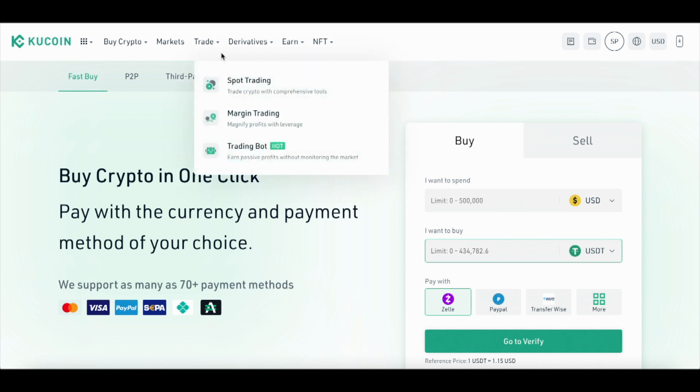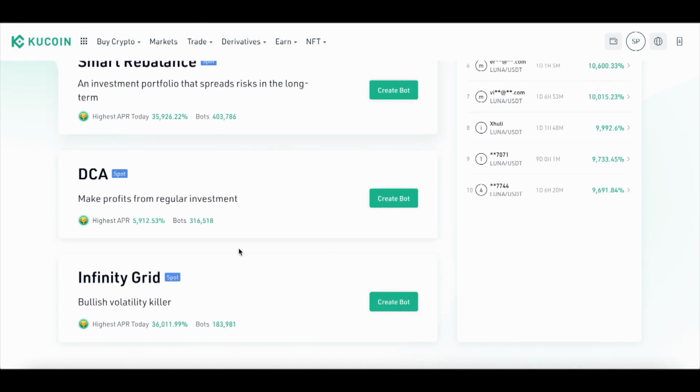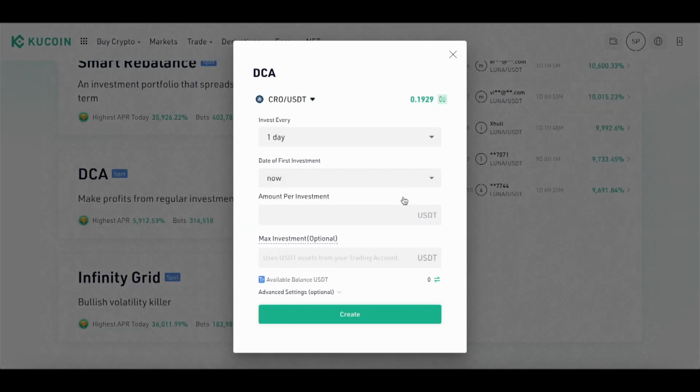Now you want to head over to trade and trading bot. Click that one, scroll down and find the one called DCA. You want to create a bot, and now we have set it for Kronos here because Kronos is the one that we like on my channel here.